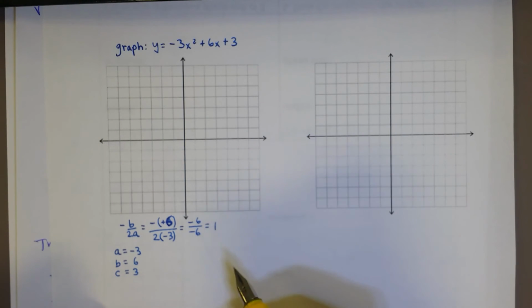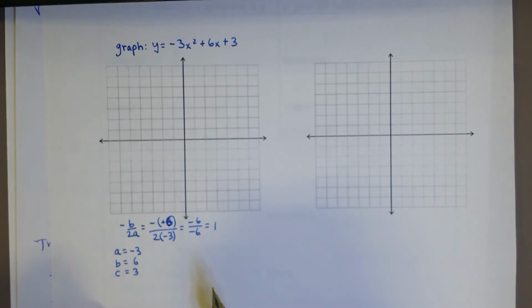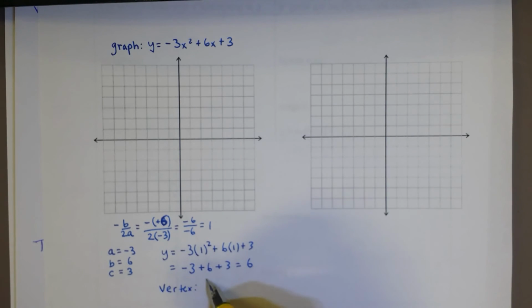So next, I want you guys to substitute 1 into your equation and find the y-coordinate of the vertex. So let's see how you did. Here it is. y equals -3 times 1 squared plus 6 times 1 plus 3, which is 6. So we can go ahead and write that our vertex is (1, 6).